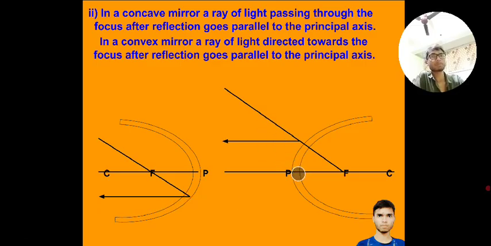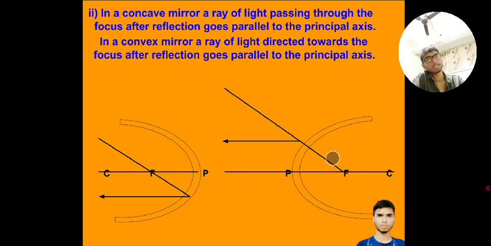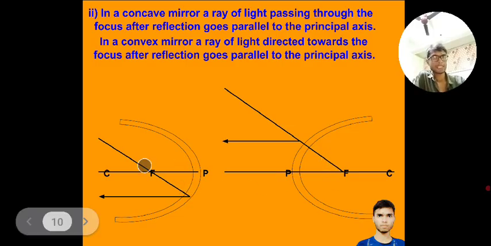Now the same here. In a convex mirror, a ray of light directed towards the focus, like that, what will happen? This will diverge like that. A ray which is non-parallel will become parallel after hitting the surface, and here there would be an imaginary image. This imaginary line will emerge at the focus. Now this is done.